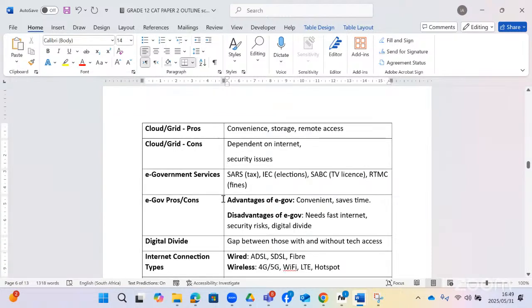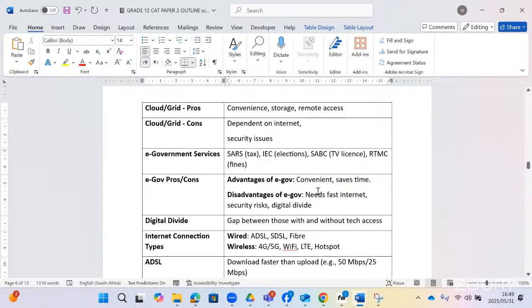Now, e-government, in other words, the government internet services like SARS, IEC, SABC, Home Affairs, and then also paying traffic fines and others. All the services available by government, whereby people can easily get access to government information, and we call it e-government. Now, they can ask you a question about the advantages and disadvantages.